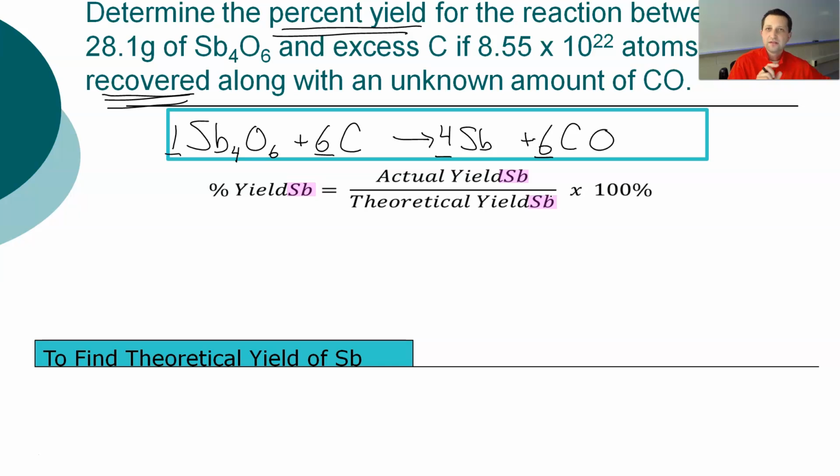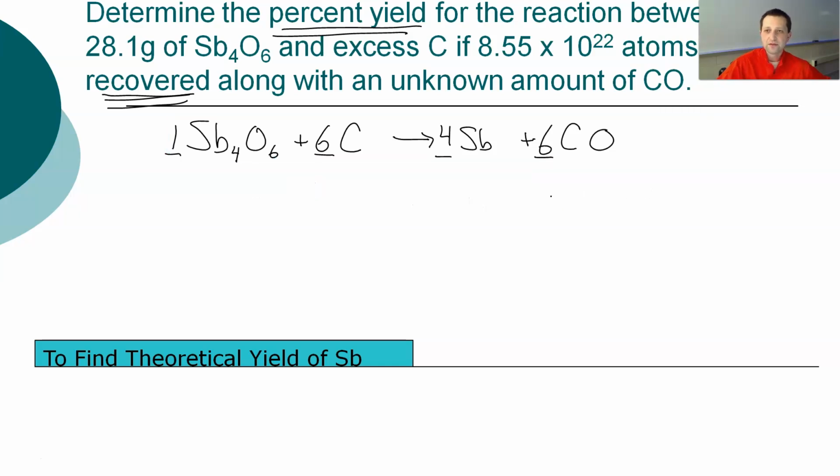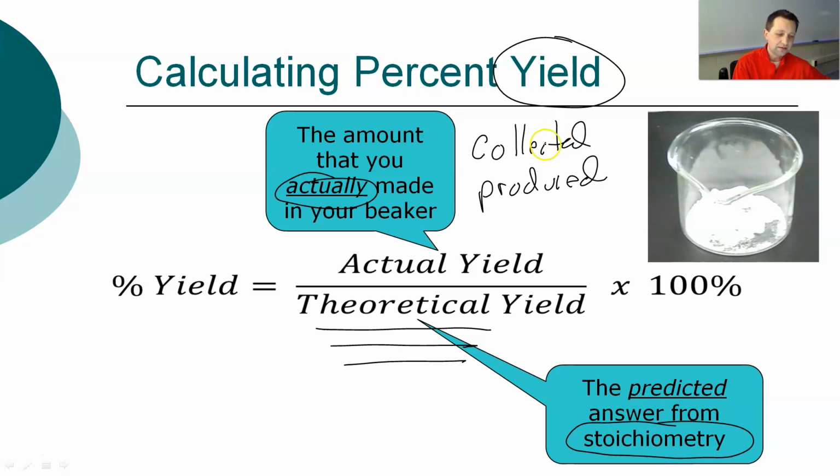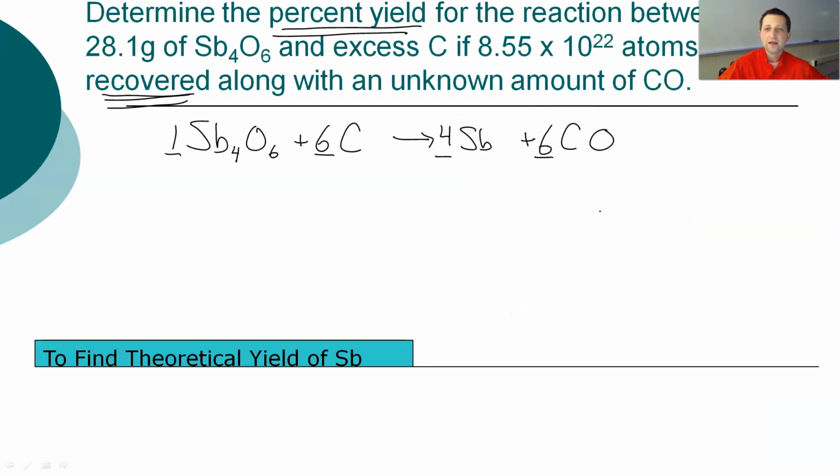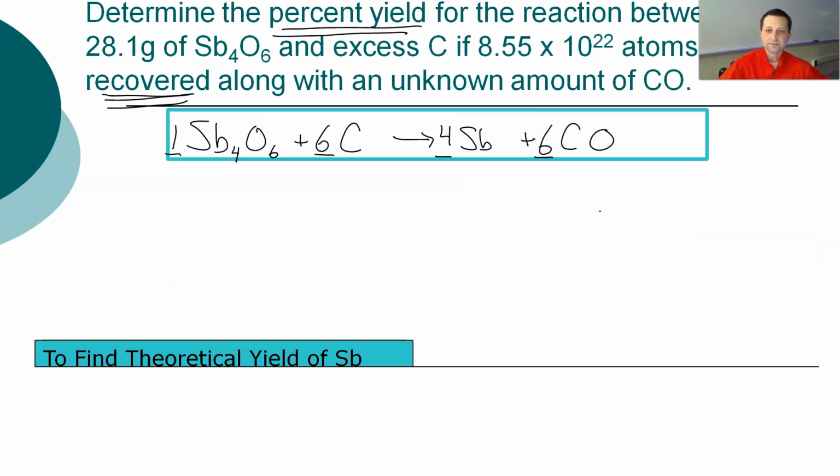Okay, so this is easy to figure out if you could just read the problem. It's just reading comprehension. If the question asks you for a percent yield, figure out what data you have that is recovered or collected. Okay, and that's what we said here. Collected, produced, recovered is another synonym for those. And that's going to be what you're solving for here.